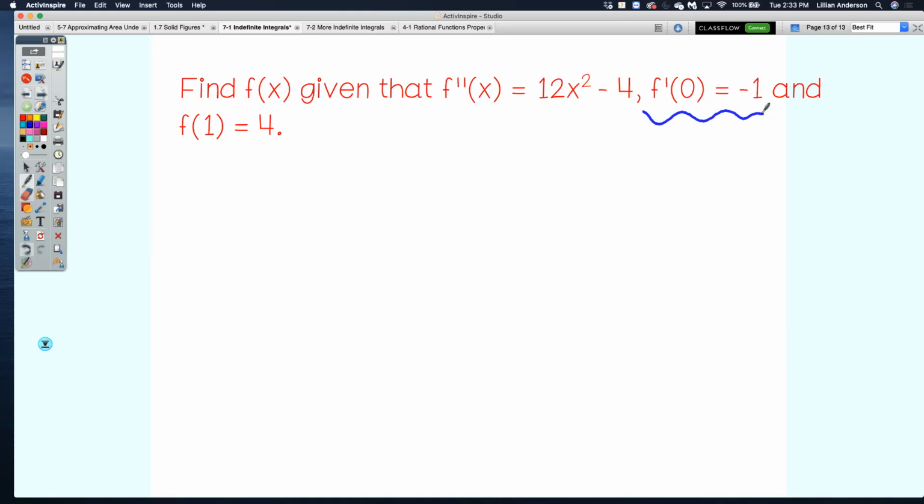So to do this, I'll do this one with you. We're going to take the antiderivative of the second derivative function, okay? When I take the antiderivative of the second derivative, that's going to give me the first derivative. So 12x to the second is going to become 4x to the third.